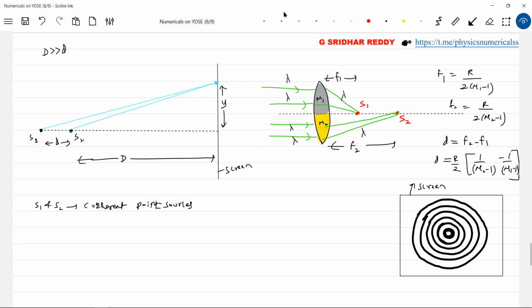I think you can go for the analytical method. There's a ray 2 and there's a ray 1. Who will cover more path? Ray 2 will cover more path than ray 1. How much additional path? This is the additional path covered by ray 2.